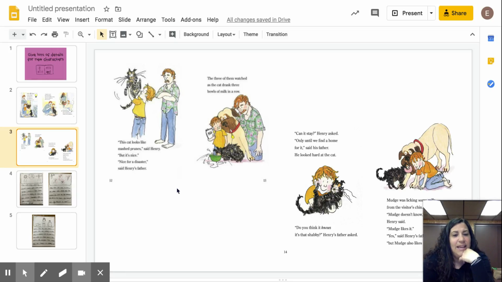Can it stay? Henry asked. Only until we find a home for it, said his father. He looked hard at the cat. Do you think it knows that it's shabby? Henry's father asked. We're going to stop there.